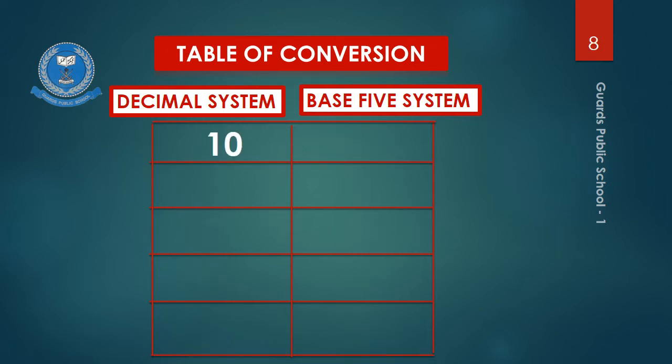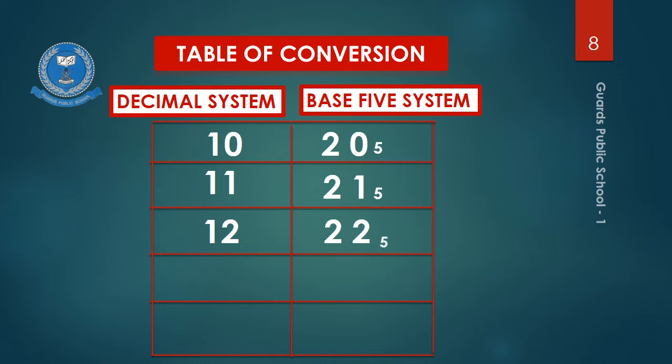10 is equal to 2, 0 with base 5. 11 is equal to 2, 1 with base 5. 12 is equal to 2, 2 with base 5. 13 is equal to 2, 3 with base 5. 14 is equal to 2, 4 with base 5, and onwards we can convert any decimal number into base 5 system.